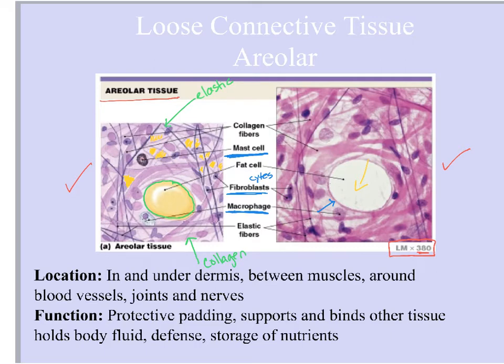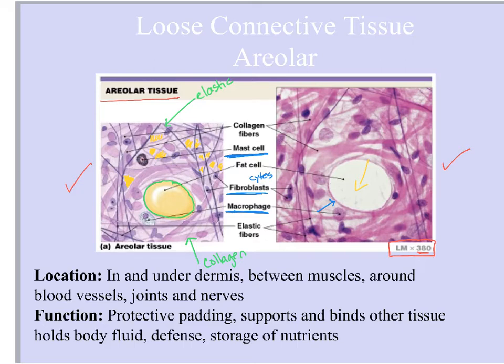Now let's look at where you find this type of tissue. You're going to find this tissue in and underneath, or deep to, the dermis. If you were to touch the skin on your arm, that is the epidermis. Just deep to that skin on your arm, just deep to the epidermis is the dermis. So this is where you find areolar connective tissue. You also find it between your muscles, around blood vessels, around joints, and around nerves.